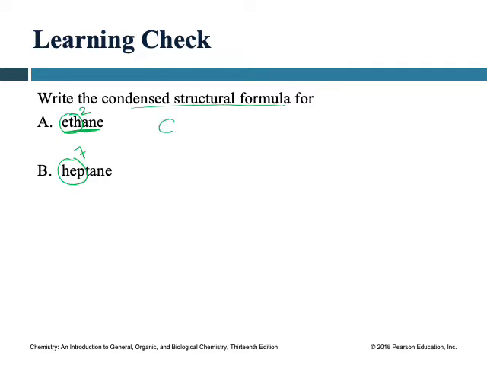So this is 1, 2, and you have to make 4 bonds. 1, 2, 3, 1, 2, 3. Hydrogen, hydrogen, hydrogen, hydrogen. So that's your ethane, right? For heptane, you have 7 carbon: 1, 2, 3, 4, 5, 6, 7. And like I told you, you have to make a bond between each and every carbon.